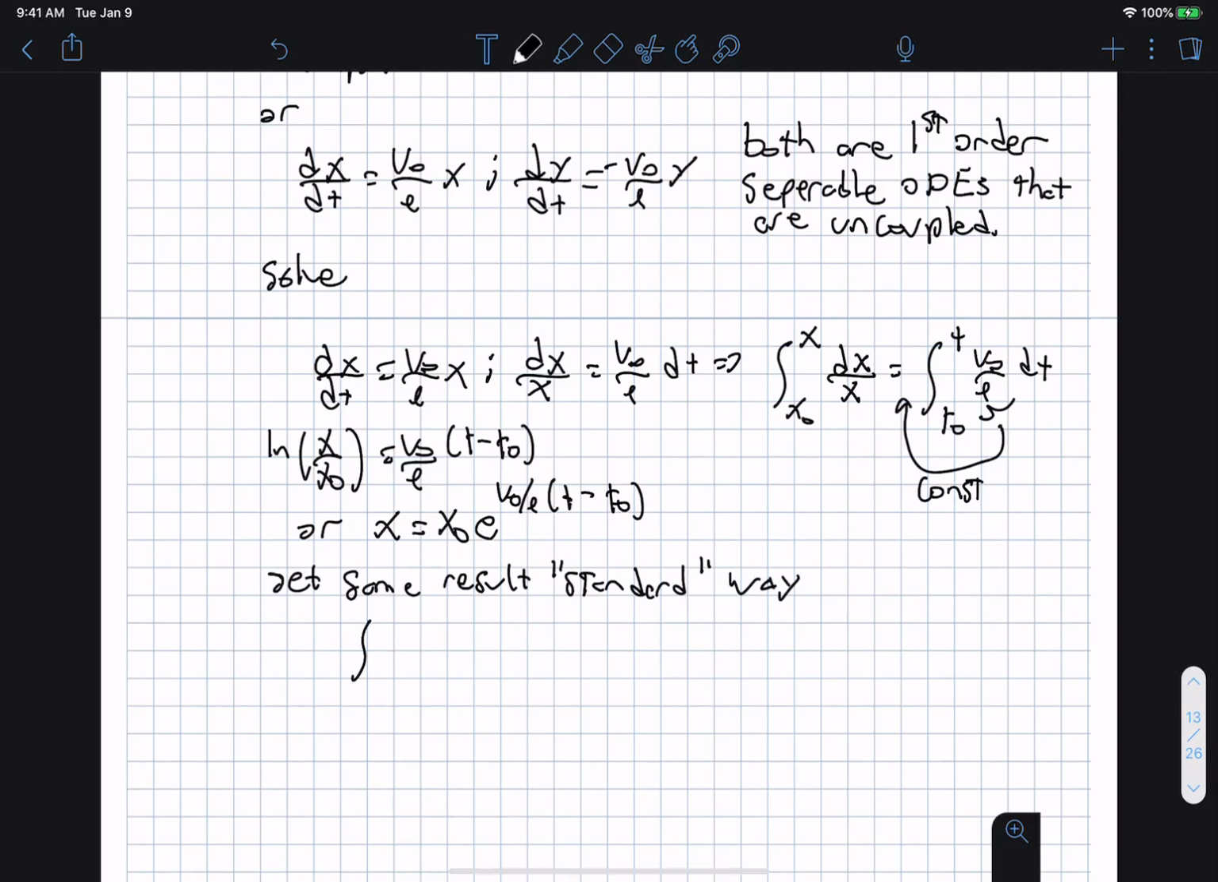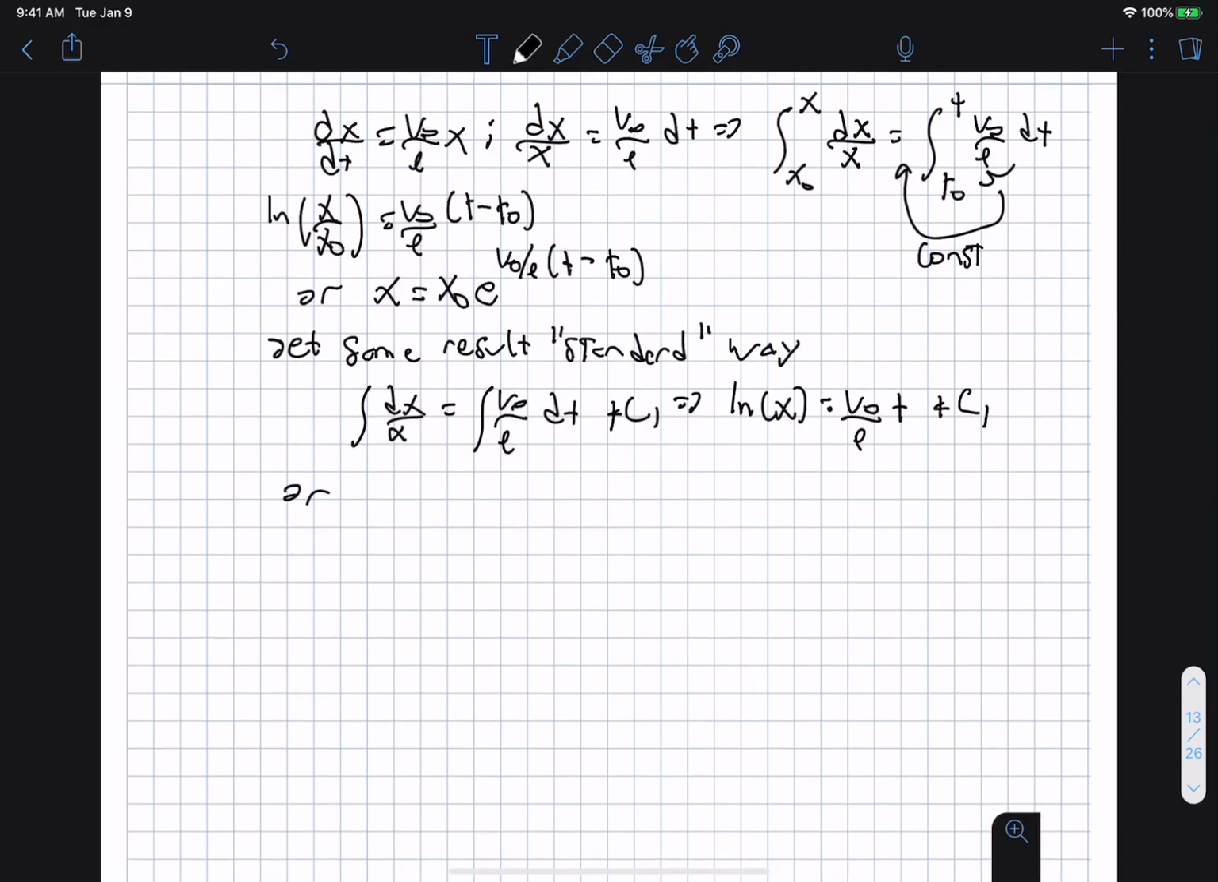Okay, and I'll just show that. We have the integral of dx over x. Here we don't put the explicit bounds on the integral. Instead, we just add the constant to the side. Equals the integral of v naught over L dt, plus some constant, I'll call that C1. So this implies that the natural logarithm of x equals v naught over L times t plus our integration constant.